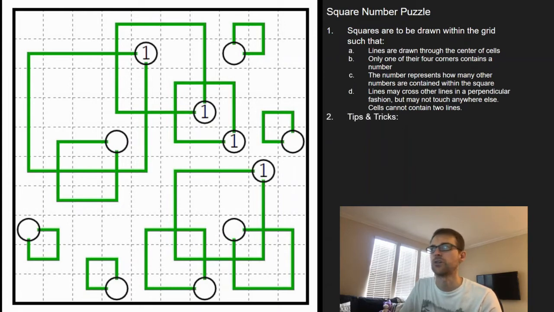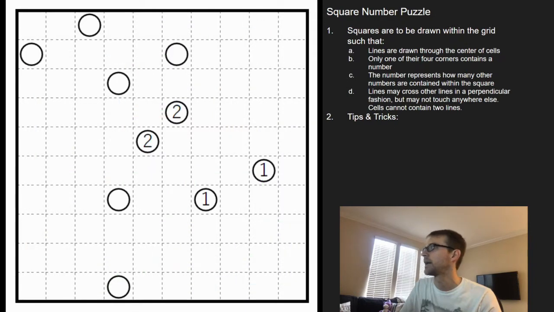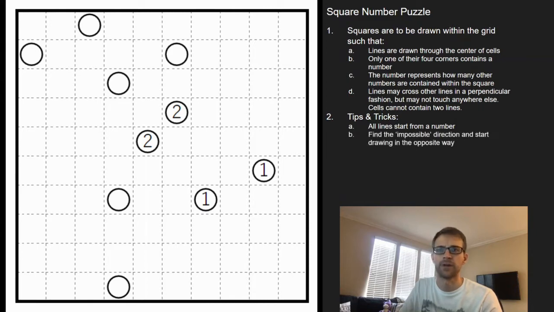So what I'm going to go ahead and do is solve an example puzzle for you guys and share some common tips and tricks. The first thing that I do is I know that all lines have to start from a number. And what I do is I find the impossible direction that a line can go in and then go in the opposite way. So what I know is any of the ones along the edges can't go towards the edge, so it has to go opposite, right? So this 0 has to go up, and we can do that on all the ones along the edges. This 1 can't come to the right because there's no other numbers to the right that it can contain. So it has to go to the left.